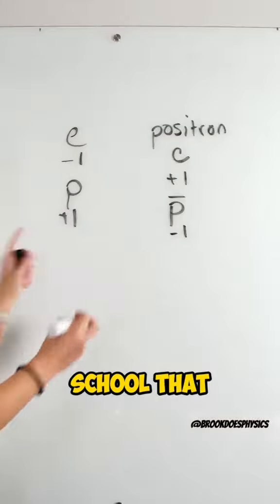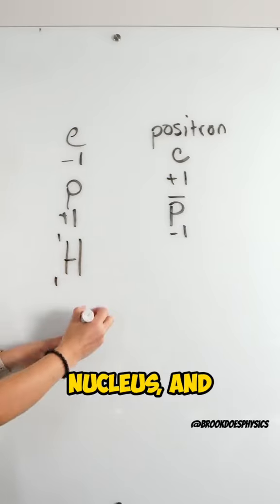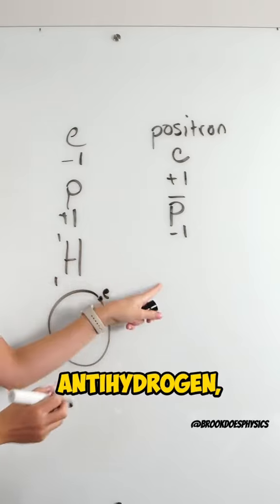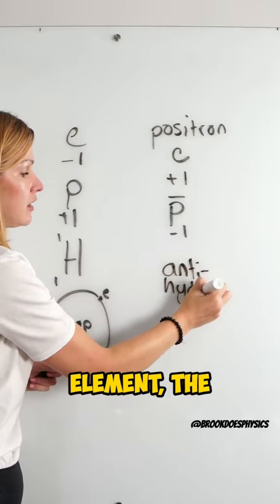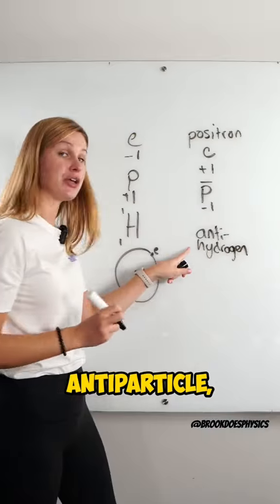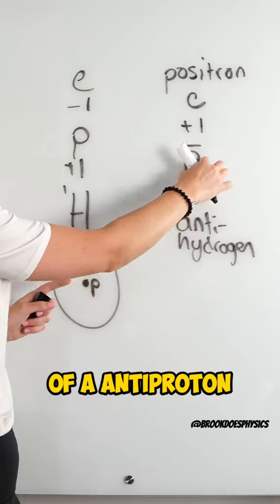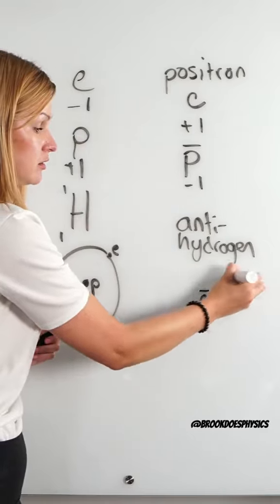So we know from school that hydrogen has 1 proton inside the nucleus and it has an electron that orbits that nucleus. But antihydrogen, which would be the first element, the first antiparticle on the antimatter periodic table, would be made of an antiproton in its nucleus orbited by a positron.